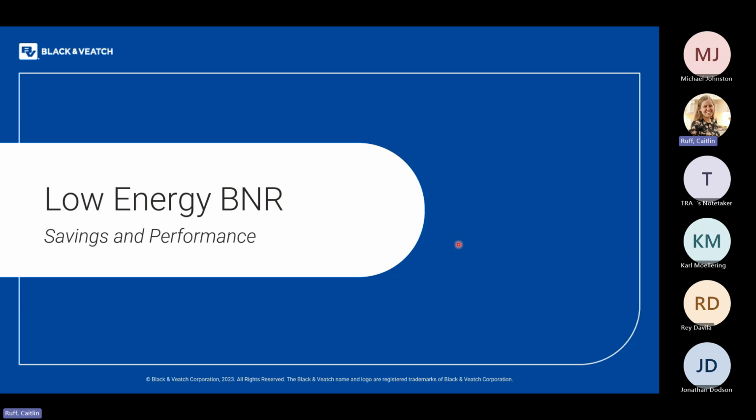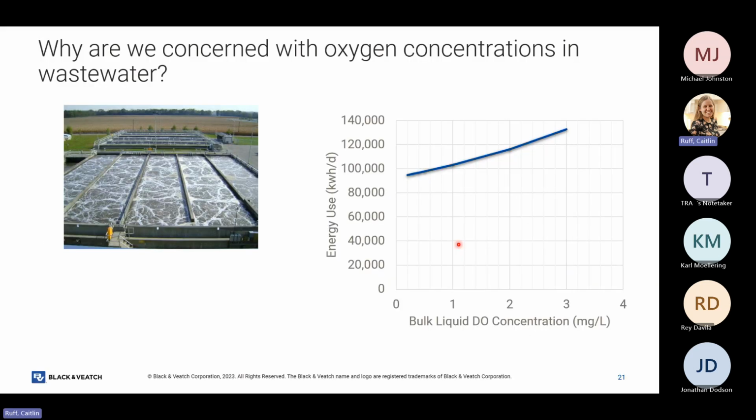So we're going to get into a little bit of low energy BNR and talk about savings potentials and performance. So, why are we concerned with oxygen concentrations in wastewater?